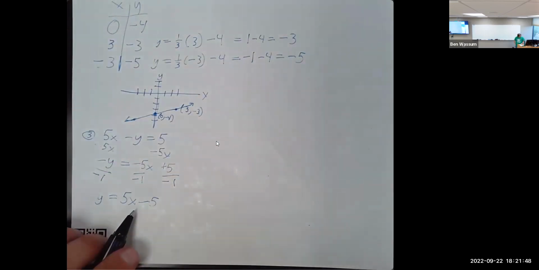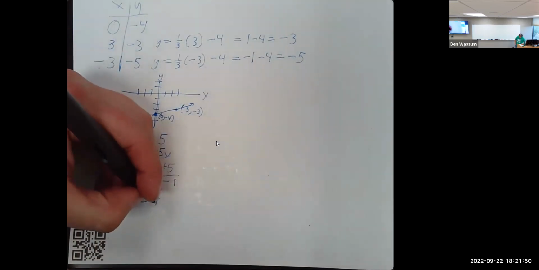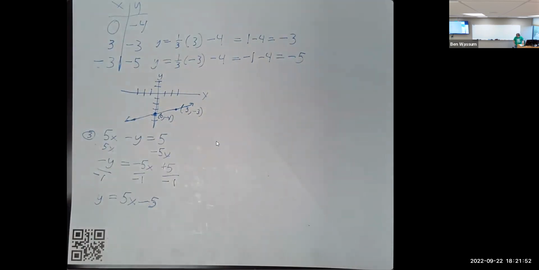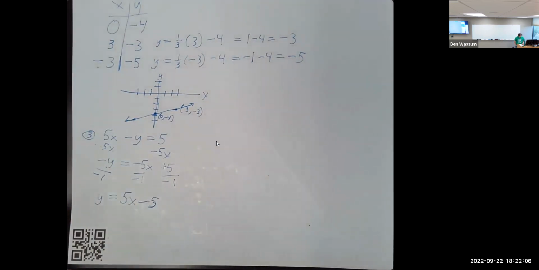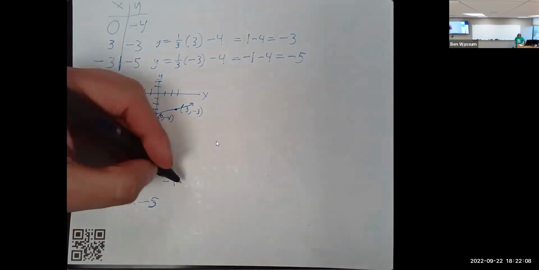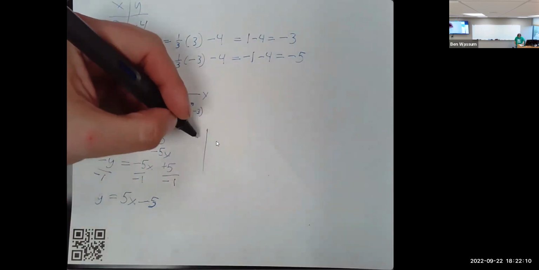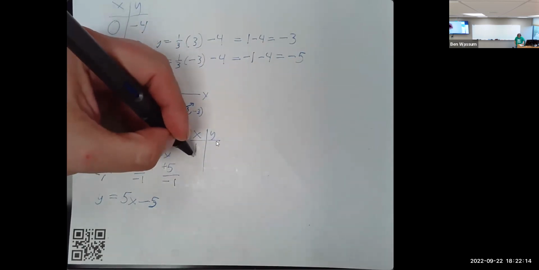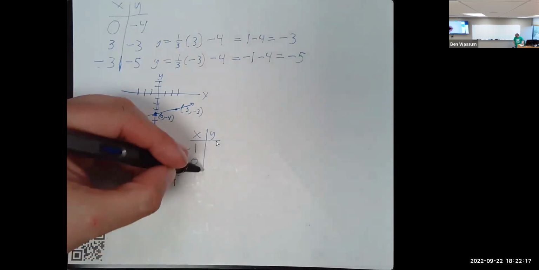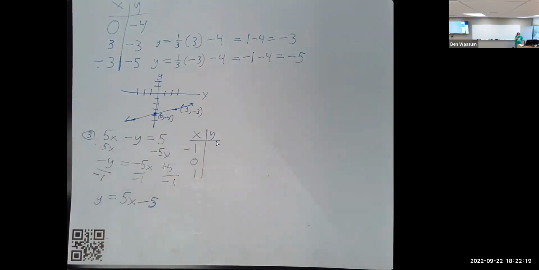So I definitely want to keep my x values small, because if you look at this, what are we doing to the x? We're multiplying it by 5. And if I'm going to multiply that thing by 5, well, I don't want to plug in a 5 here, because then I'm going to have a big graph. I want a small graph. So we're going to do my usual, negative 1, 0, and 1. We don't have a fraction here, so it should work out fine, right?